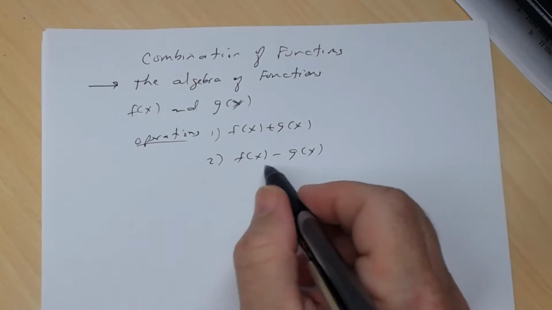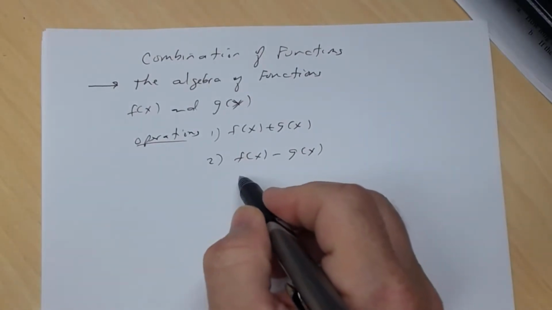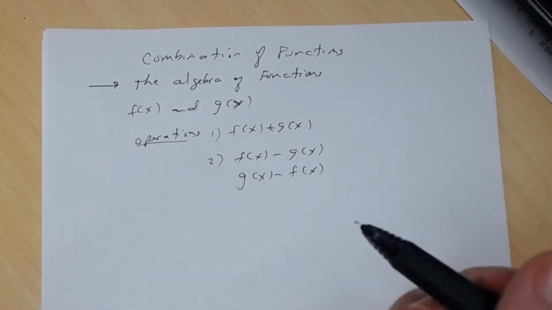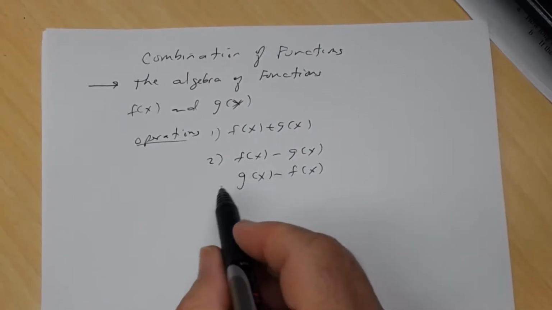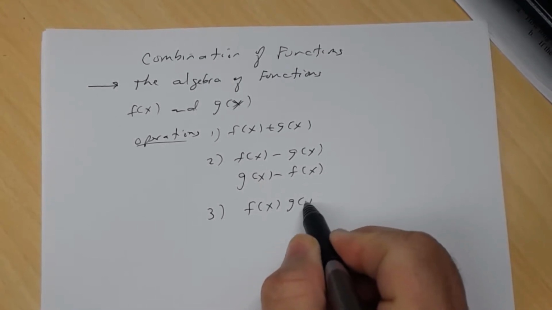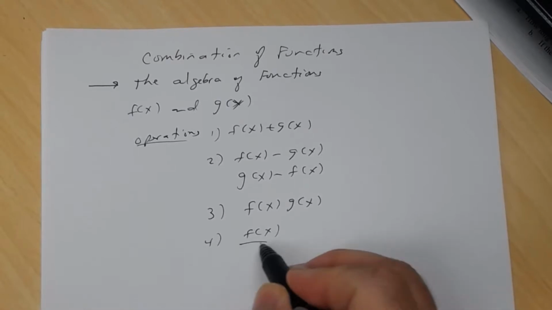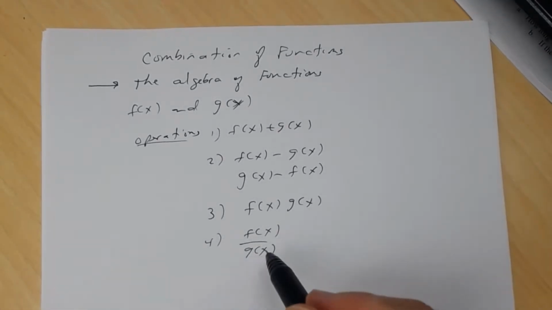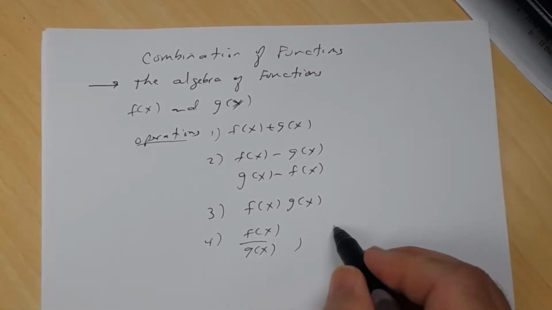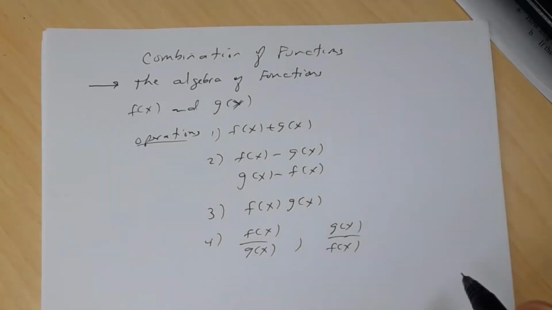Now remember, subtraction is not commutative, so the order matters. So f of x minus g of x is not the same thing as g of x minus f of x. All right, so those are two different things. Just keep that in mind for subtraction. I can also multiply them together, so I can say I'm going to multiply f of x times g of x. And I can also divide them. I can say f of x divided by g of x. So remember, division is not commutative either. So f of x divided by g of x is not the same thing as g of x divided by f of x. Those are two different things.